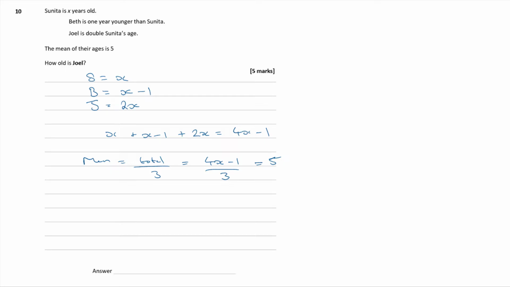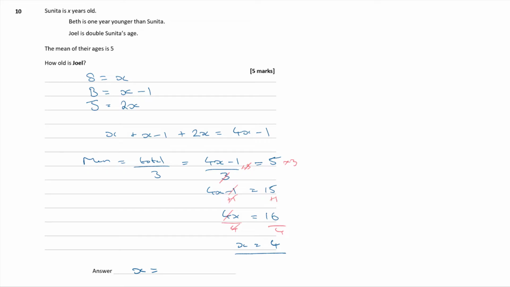Now, if the mean age is 5, what does that make the value of x? Well, I've got 4x minus 1 over 3 is equal to 5. So multiplying through by 3, the 3s cancel on the left, leaving me with 4x minus 1 is equal to 15. Adding 1 to both sides gives me 4x is equal to 16, and then dividing both sides by 4 leaves me with x is equal to 4. So that's my solution. x is 4.